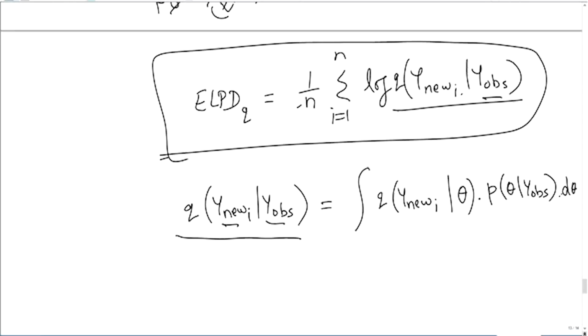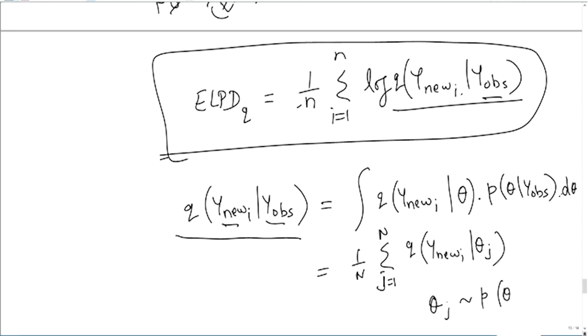Now, of course, the integration will be difficult here as well. So, what you can do instead is compute this using Monte Carlo integration. Basically, you can compute the average, let us say 1 by n summation j equals 1 to n, q of y nu i given theta j. So, theta j is a sample from the posterior distribution of the model. I will write it as p hat, which means this posterior distribution is estimated using y obs, right.